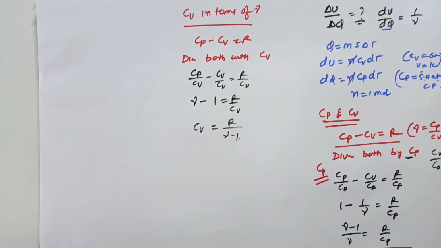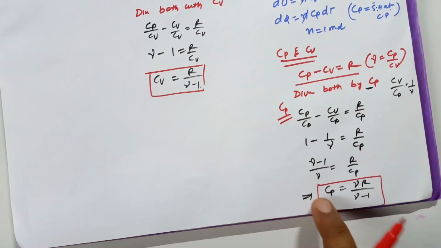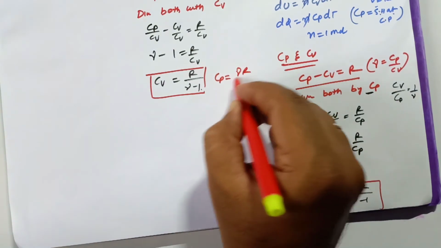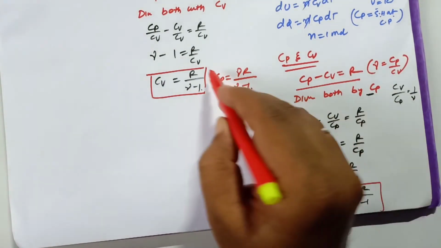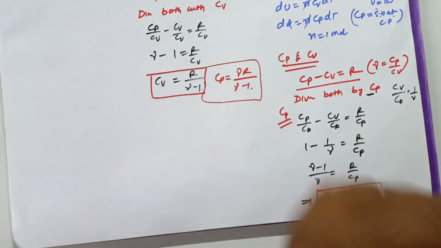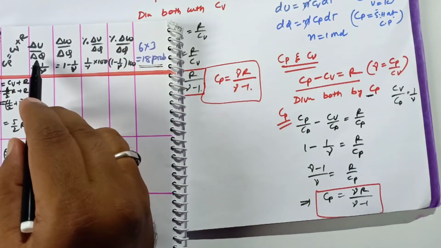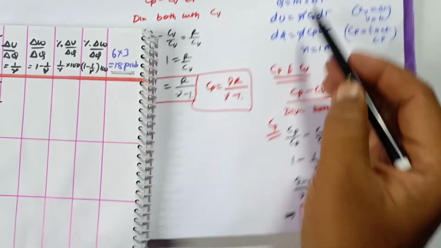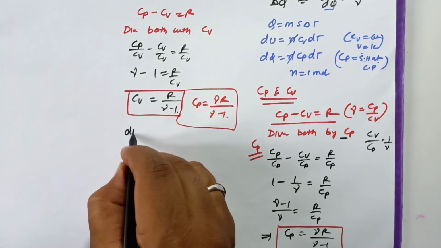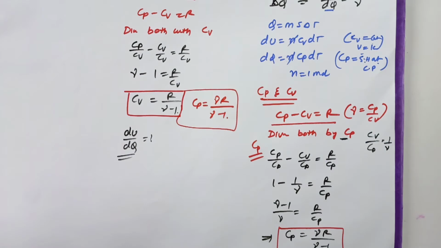So therefore, we got the values of Cp as well as Cv now. Cp is equal to how much? Gamma into R by gamma minus 1. And we got the value of Cv also. Then how are you going to find out the first ratio in this table, that is delta U by delta Q, or dU by dQ, both are going to be same as I said here. For that, what you need to do, let us see here. So dU by dQ you need to find out. How are you going to find out this value?